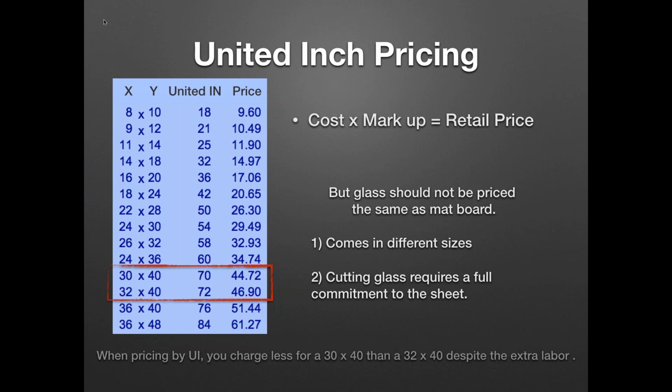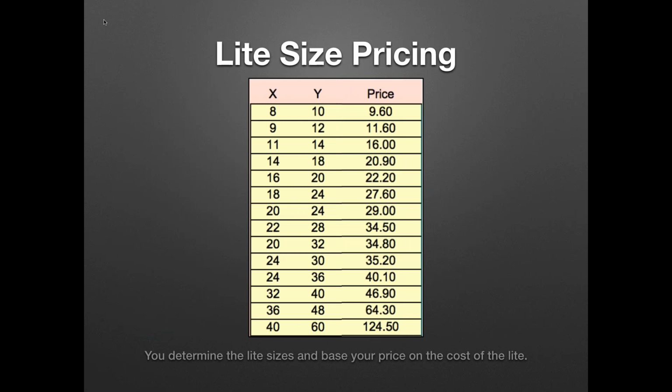So that's one of the reasons why we suggest you don't want to price by United Inch pricing. You want to price by the light size. The light size pricing in FrameReady is set up in code tables, and you can have as many code tables as you want, one for each different type of glass that you're pricing. And it's going to give you the 8 by 10, the 9 by 12, the 11 by 14, and you get to determine what those glass sizes are and which ones should stay on your list and which ones should be removed from the list.